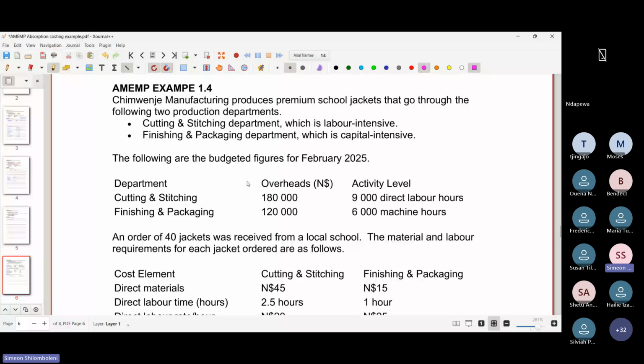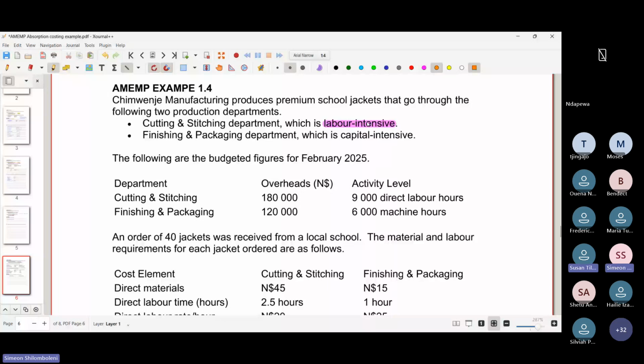Shimwenye Manufacturing produces premium school jackets that go through the following two production departments. So this company is producing school jackets, but it has two departments. The first department is just cutting, and the second department is doing the finishing and maybe the branding. It's indicated here that the first department is labor intensive. People there who are cutting use their hands. While the second department is capital intensive.